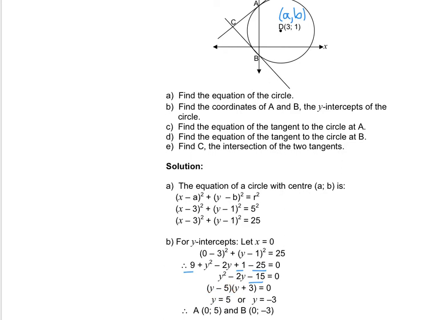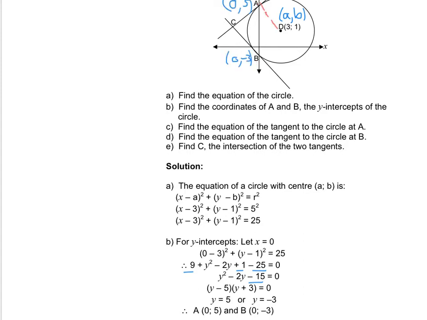Now to solve y, I have to take each bracket and set it equal to 0 separately. Therefore, if I take my y minus 5 equal to 0, the minus 5 taken to the right will become a plus 5, and therefore y is equal to 5. Then the y plus 3 set equal to 0 means that the plus 3 will go to the right hand side, then y is equal to minus 3. In other words, the y at B will be minus 3 and the y at A will be a positive 5. So the coordinates for A, where x is 0, y will be 5, and the coordinates of B, where x is 0, y will be minus 3.